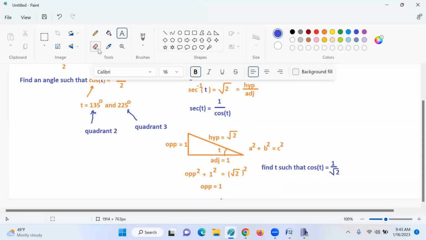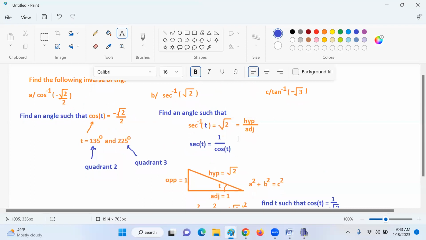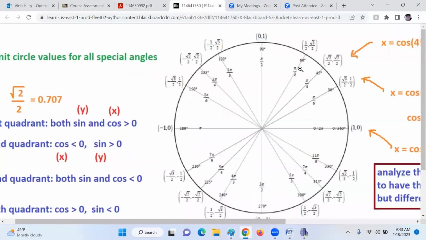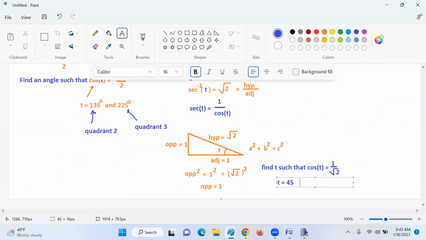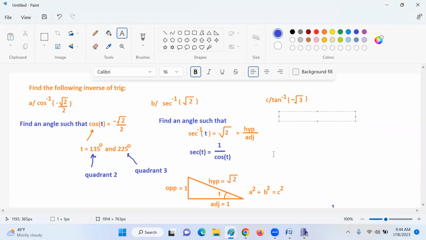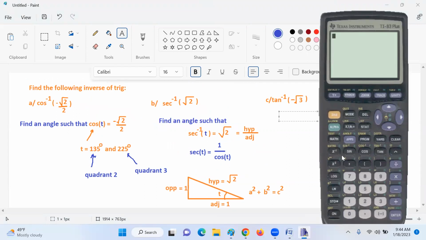In this case, the angle t that satisfies this question will be 45 degrees and 315 degrees. Okay, 45 and 315. So does it make a little bit of sense? I know it's going to be really hard to make sense of what we're doing here. Yeah, 45. So we can try them out. For that part, how can we find the secant for this? First, you're going to look for the cosine of 45.